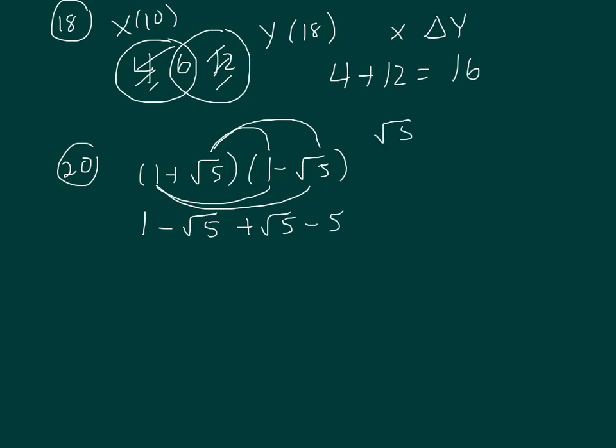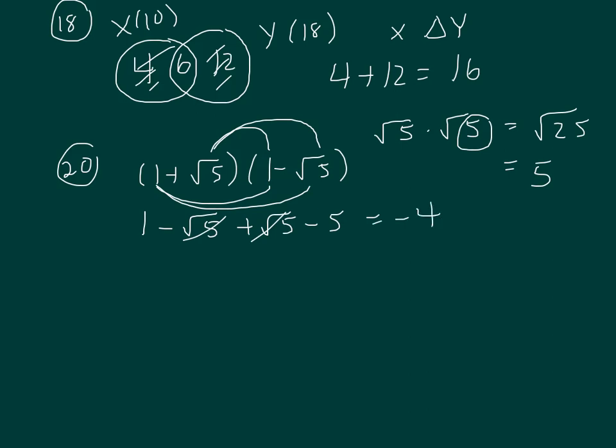Because when you multiply the same two square roots together, you always end up getting what's underneath the radical. Because if you multiply these two, you get the square root of 25, and we know the square root of 25 is 5. So these cancel out, and you're left with just negative 4.